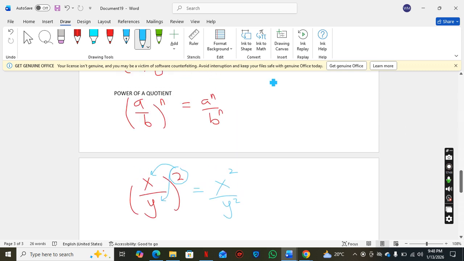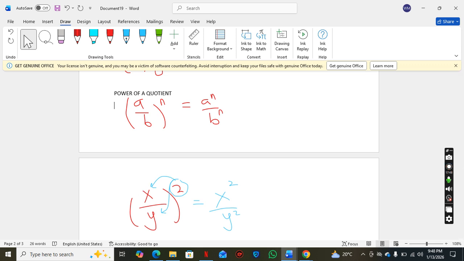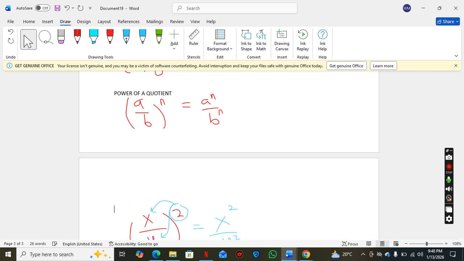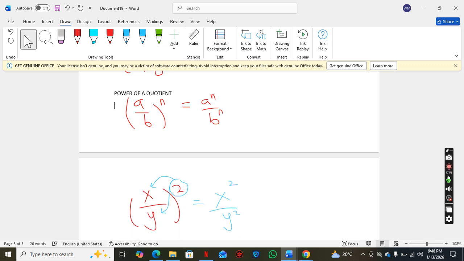Okay, and I'll assume that this one is also clear. It's just the same like that power of a product rule, and this time it's just with division.